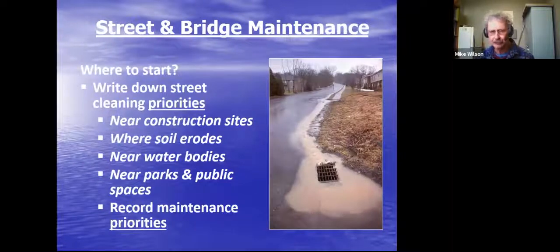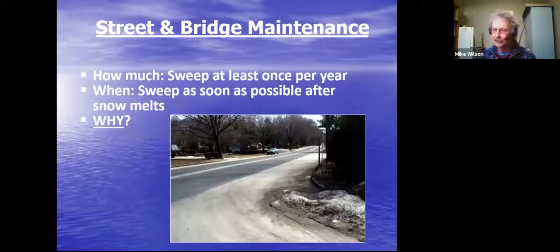For example, street and bridge maintenance. You want to write down your street cleaning priorities. The ones that are priority are near construction sites, where soil erosion occurs, near water bodies, parks and recreation, and you want to record those maintenance priorities. Of course, in the end you're going to have to record and write down how often you address those priorities.